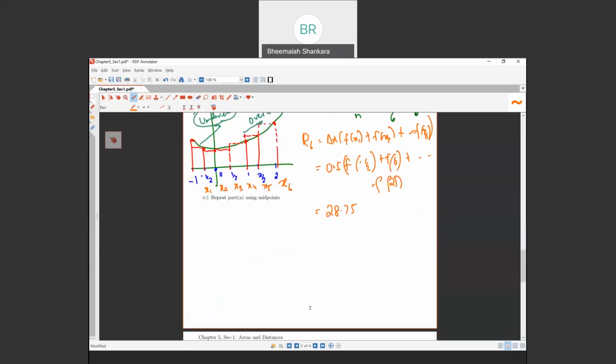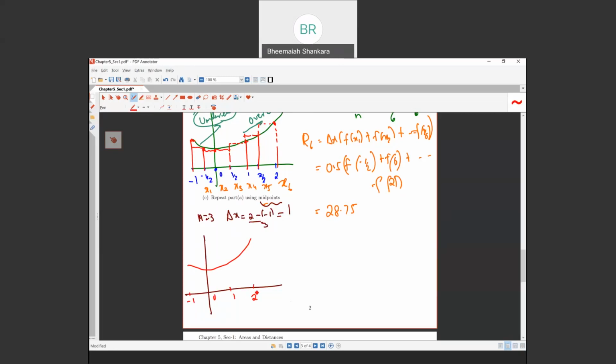The next one is you want to repeat part A using 3 rectangles, but this time you will use the midpoints. So for the midpoint, you want to come up with the delta x. So let's do that. N is 3, same as the first part of the problem, 3 rectangles. And you say delta x is 2 minus negative 1, divided by 3, so still it's 1. So let me draw the same curve, the parabolic curve. It's decreasing here and increasing here. Negative 1, 0, 1, and then you have 2.